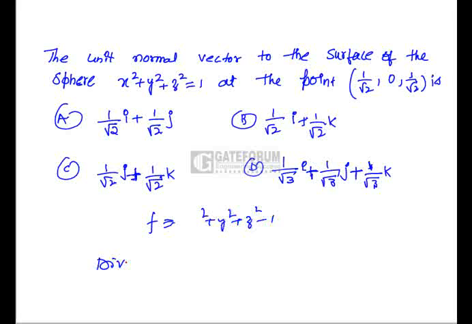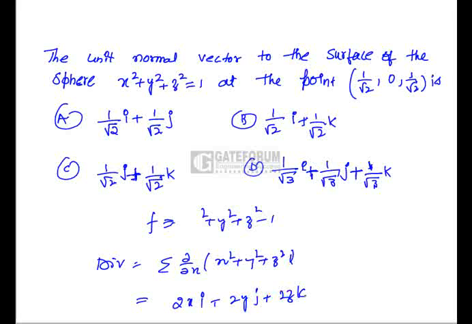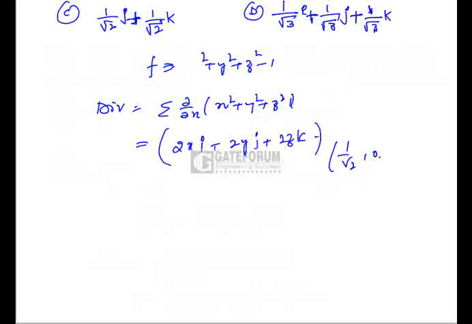Let us find the gradient of this. So summation of dou by dou x of x square plus y square plus z square, which can be written as 2xi plus 2yj plus 2zk. Now we need it at the point 1 by root 2 comma 0 comma 1 by root 2. If we substitute, it will be root 2i plus root 2k.